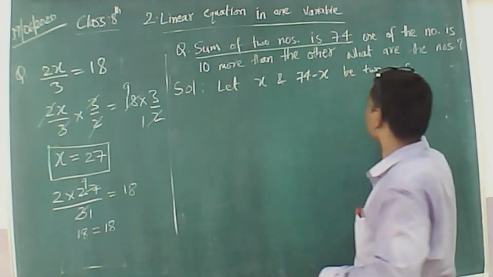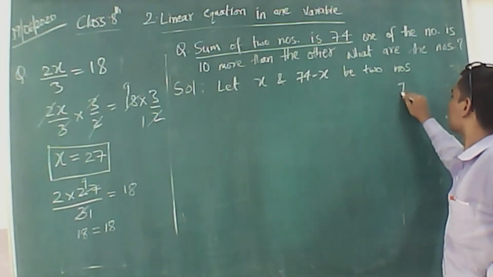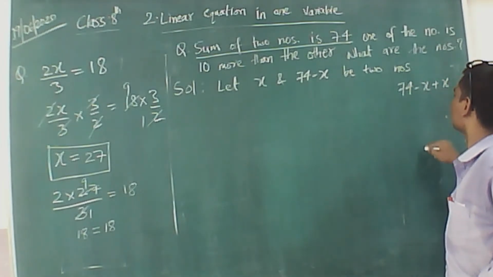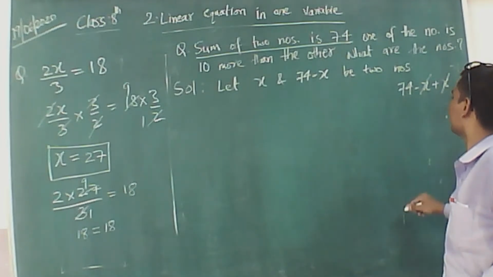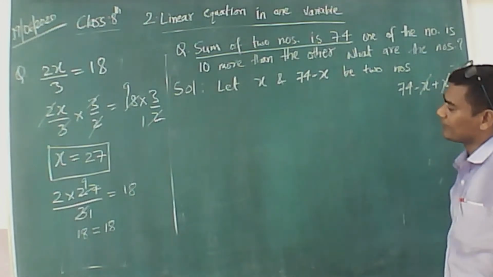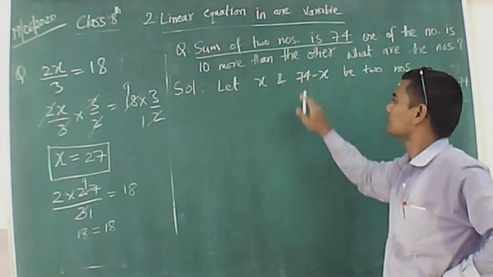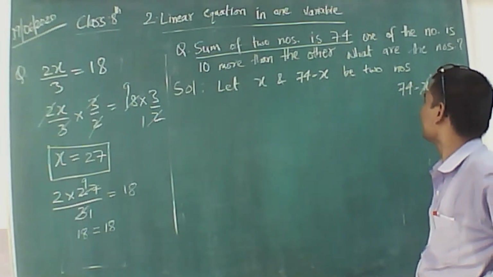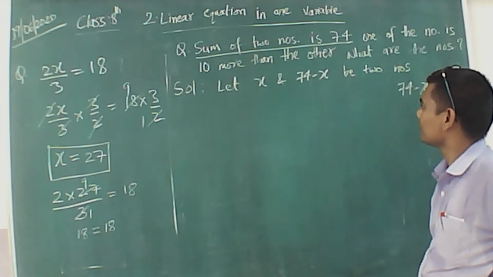Let us check here. 74 minus x and plus x. What is the sum? This plus x gets cancelled by this minus x, and we are left with only 74. So we can take these two numbers. Their sum is 74, and it is given that one of the numbers is 10 more than the other.